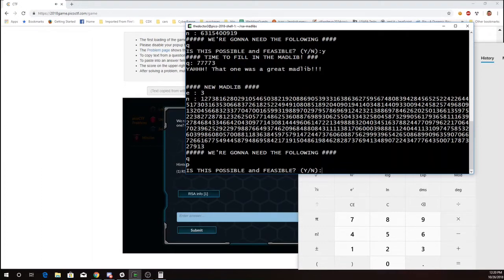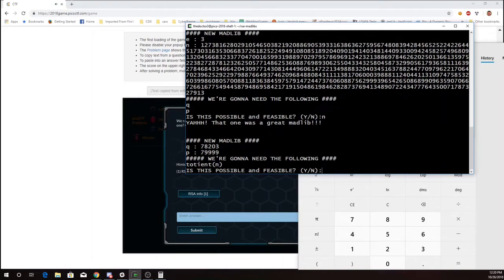All right, now it's asking for P and Q from a really large N, and in RSA, the security of the algorithm is dependent on the fact that for a really large N, we don't know how to factor it into P and Q quickly. So here I'll say no, that's not possible.